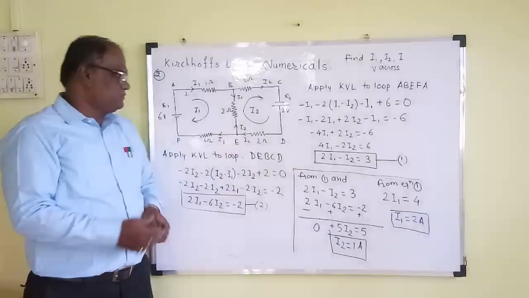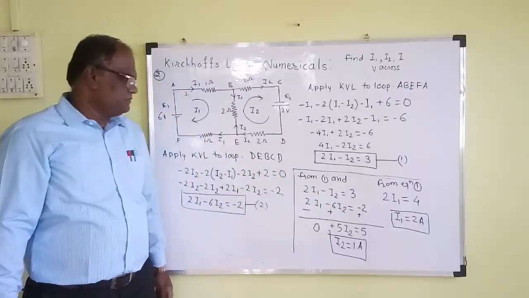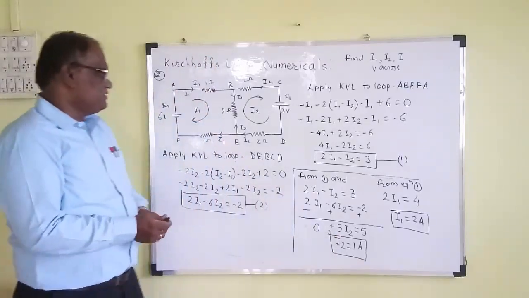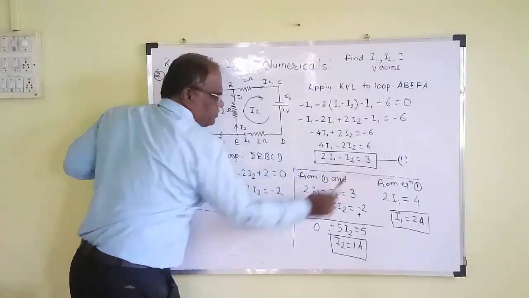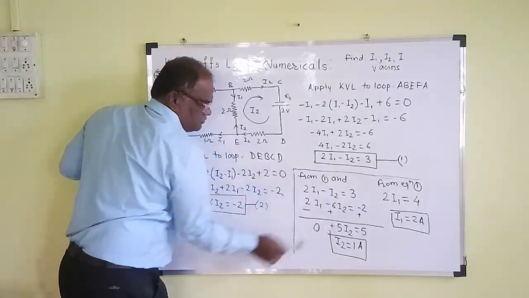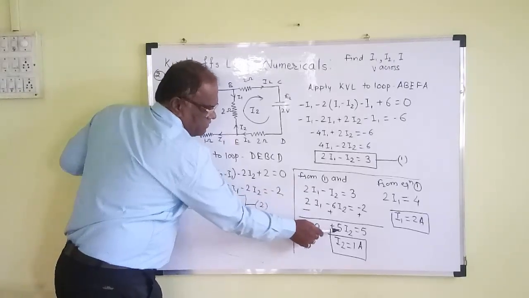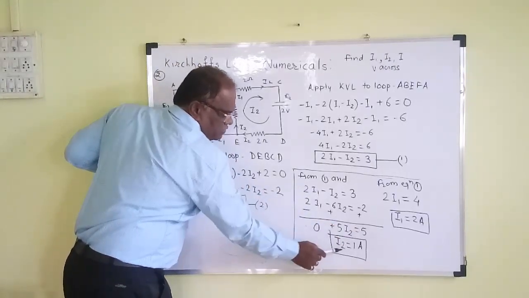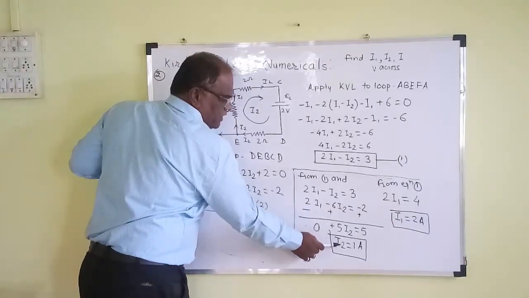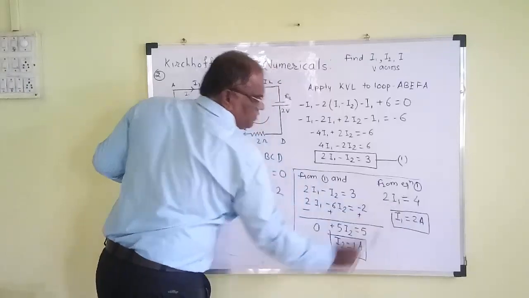From 1 and 2, eliminate the term I1. You will get the value of I2 is equal to 1 ampere. See here, 2I1 minus I2 is equal to 3, and 2I1 minus 6I2 is equal to 2. Just subtract. You will get 5I2 is equal to 5, I2 is equal to 1. Keeping the value of I2 in equation 1, you will get I1 is equal to 2 ampere.